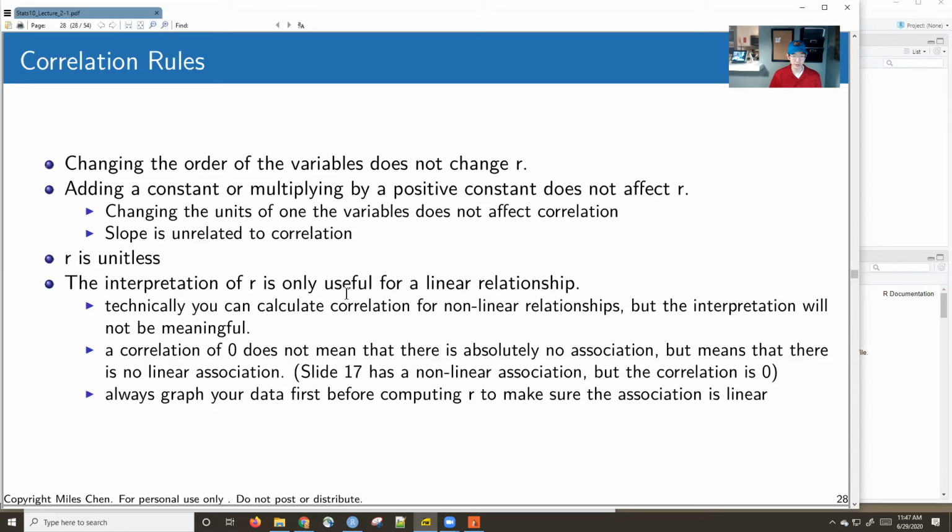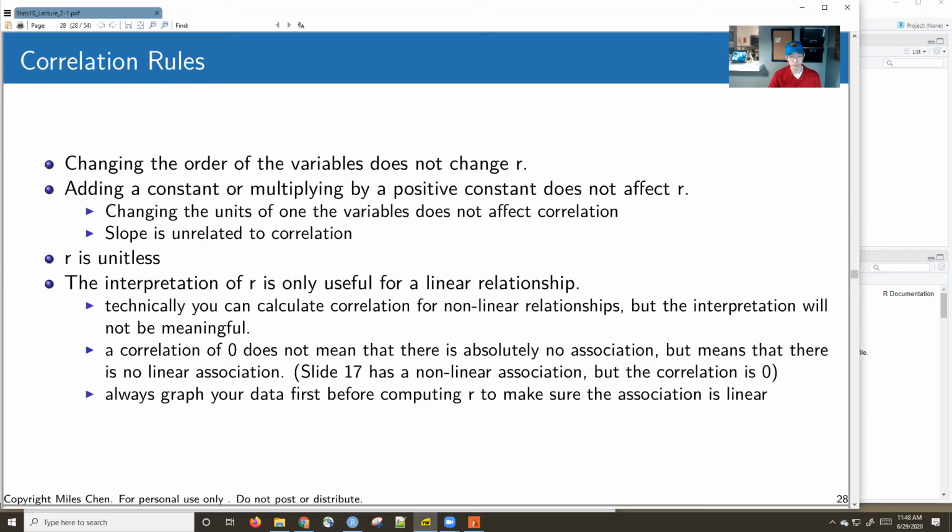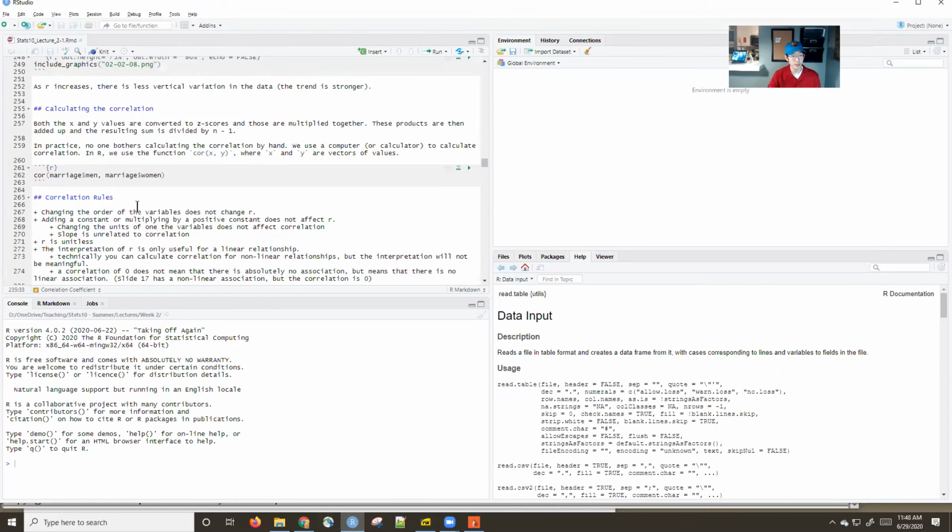A correlation of 0 does not mean that there's absolutely no association, but it does mean that there's no linear association. If I go back to slide 18, there's definitely an association between X and Y, but it's not a linear one. It has a nonlinear association, but the correlation in that plot would be 0.